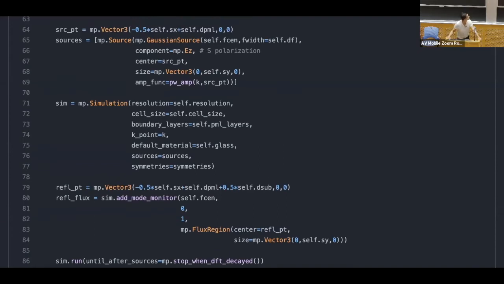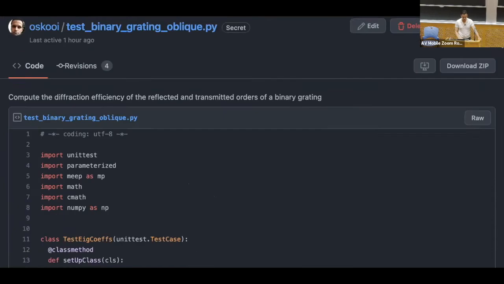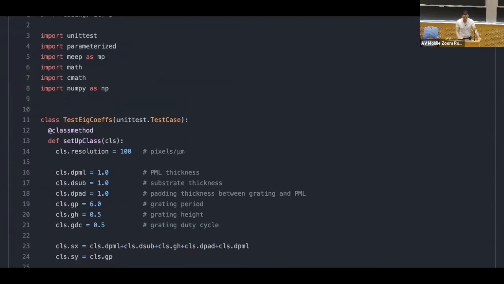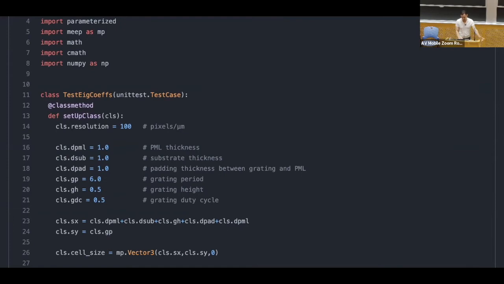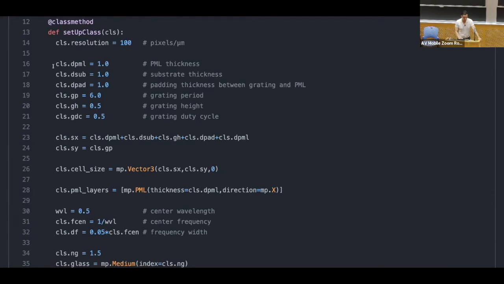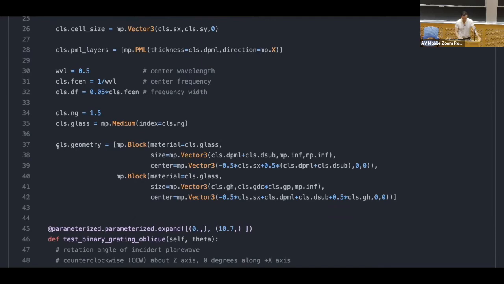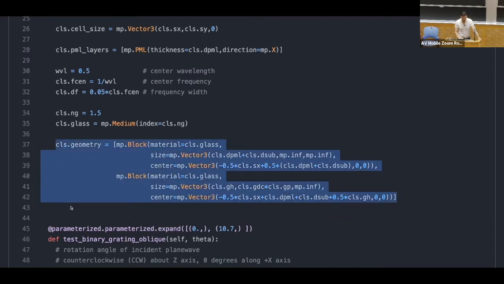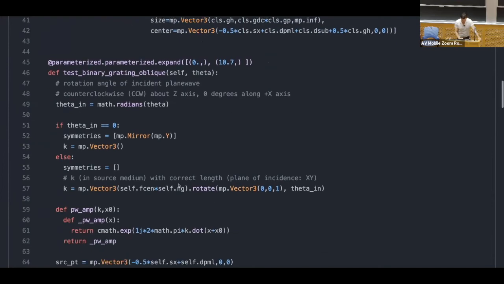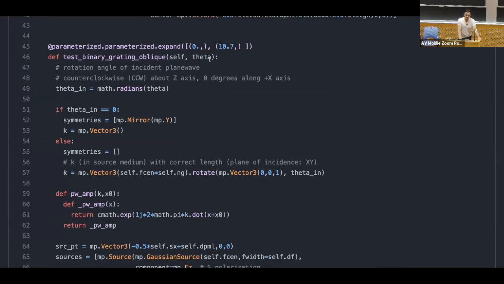I guess it doesn't. I've been going over this script just to go over it briefly to get caught up. This is a very simple script that describes this 1D Bragg grating that we've been looking at. These are the geometric parameters from the schematic, for example, the PML thickness, the period of the grating, the height of the grating, the duty cycle. We then set up the actual geometry. It consists of 2 block objects that I mentioned. And then I have a function that, given the angle of the incident source, will compute the reflected and transmitted orders, which I'll get to in a second.